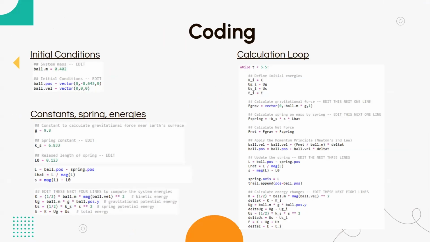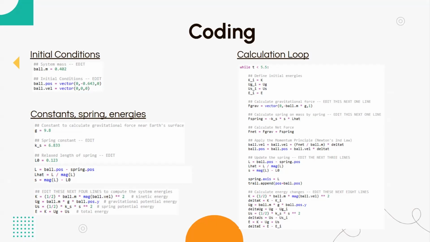For the code, I put the initial conditions, the stiffness constant, and the relaxed length calculated before. To find the spring vector L, the position of the spring's fixed attachment point was subtracted from the position of the mass. Then its unit vector was calculated, and using Hooke's law, the extension of the spring is determined.